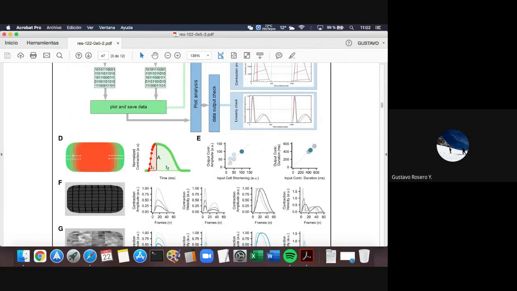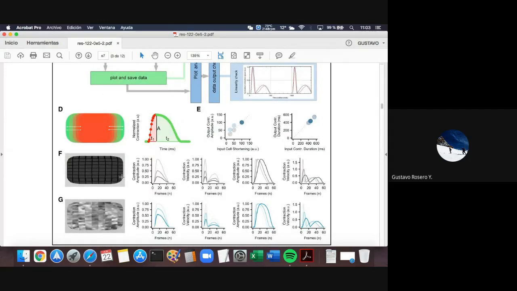For example, the first is the amplitude, that is the size of pixels that move the cardiomyocytes, and the other is the contraction. These are the two things, the amplitude and the velocity of these movements. And the algorithm at the end gives the amplitude of the cardiomyocytes and the velocity of the contractions.